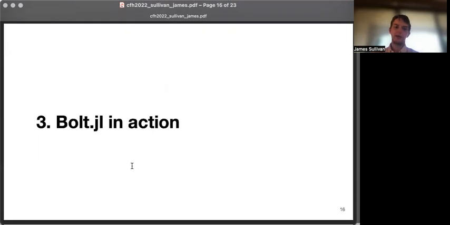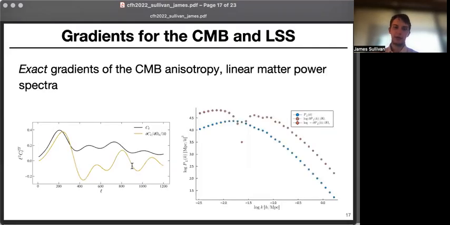Okay, so now I'll talk a little bit about some early results and what Bolt can do. So the first thing it can do is compute gradients, which is good because that was kind of the whole point. Here we have exact gradients of the CMB temperature power spectrum and the linear matter power spectrum on the right. On the left, this is the CMB power spectrum derivative with respect to omega b, the baryon density parameter. On the right, with omega c, the cold dark matter density parameter.